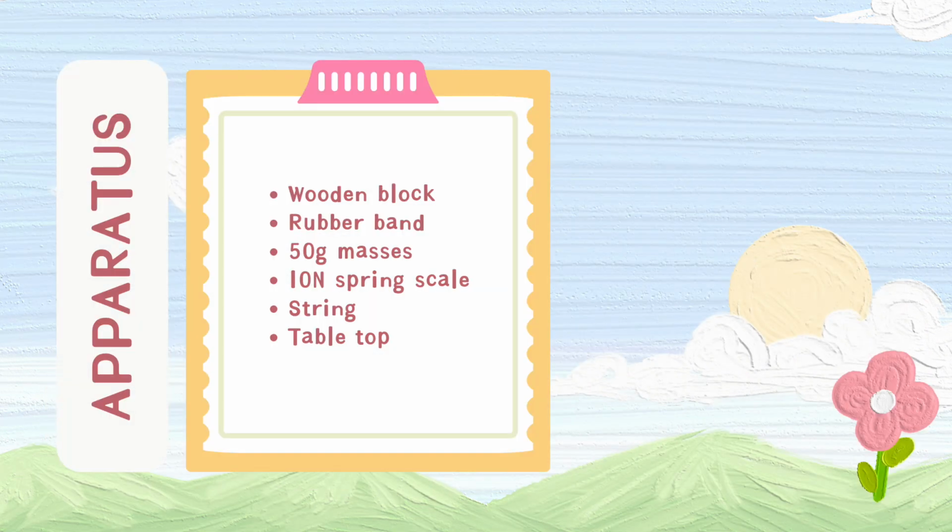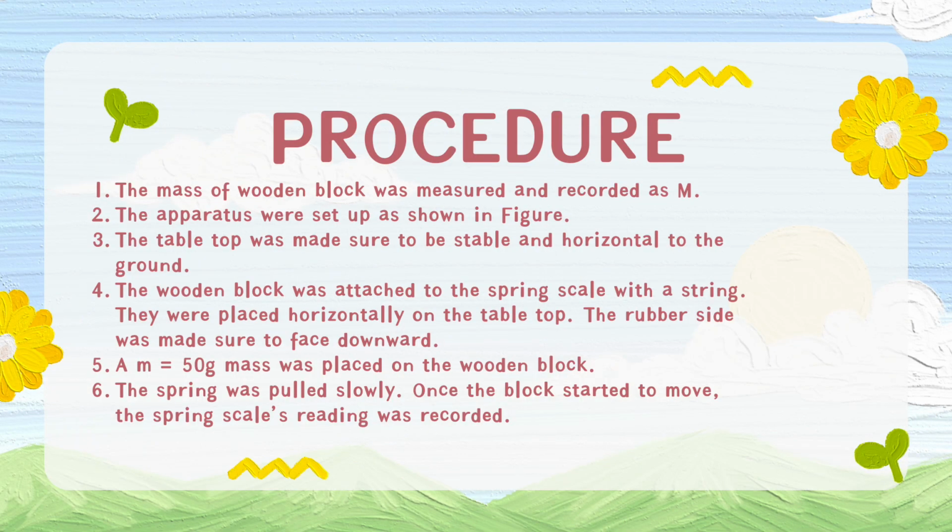Apparatus. What we need is a wooden block, rubber band, 50-gram masses, 10 Newton spring scale, string, and tabletop. Procedure. The mass of the wooden block was measured and recorded as m. The apparatus were set up as shown in the figure. The tabletop was made sure to be stable and horizontal to the ground. The wooden block was attached to the spring scale with a string. They were placed horizontally on the tabletop.